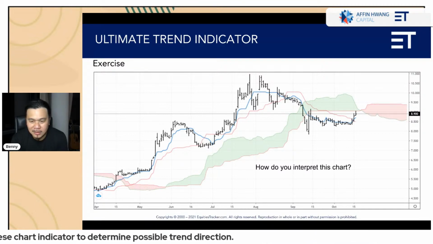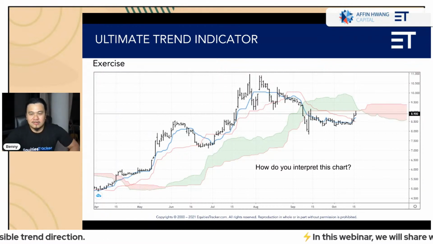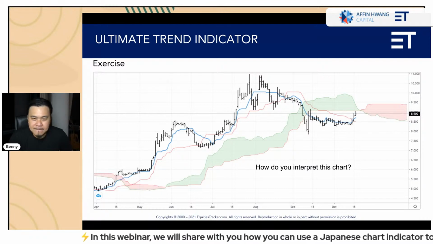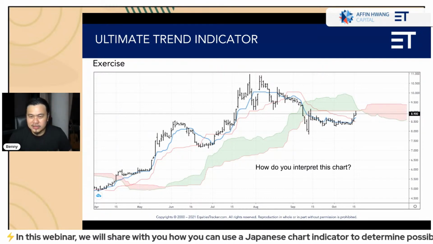Down close cloud is red. Okay. Reversal signal, wait for price to go above the cloud. Okay, that's what Liang Sun is saying. Okay. Awesome. Thank you so much, guys.